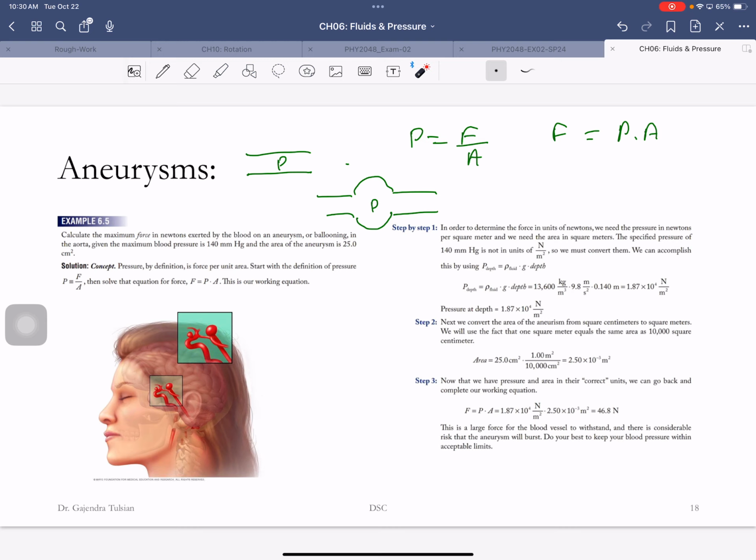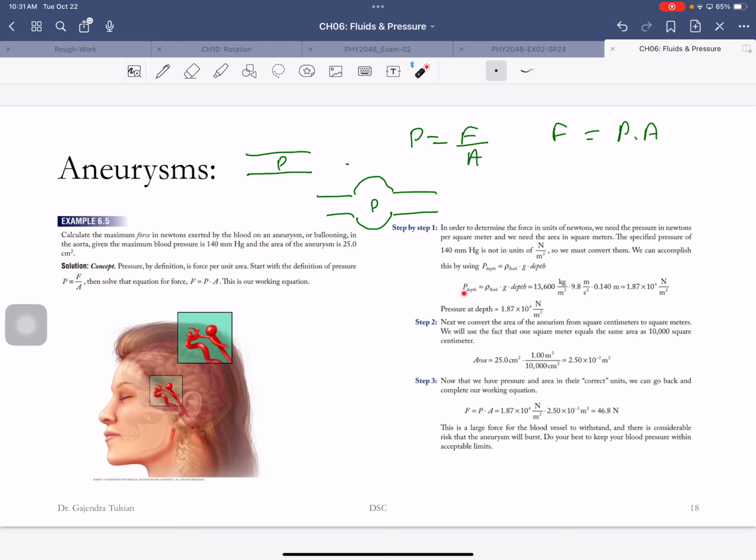All right. So this aneurysm is about an inch across. Now, the normal vessel is roughly half an inch across. The pressure is force divided by area. The pressure is 140 millimeters of mercury. Remember, this is gauge pressure. Gauge pressure is all we need.